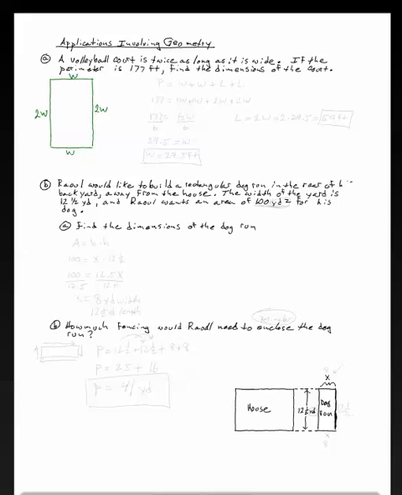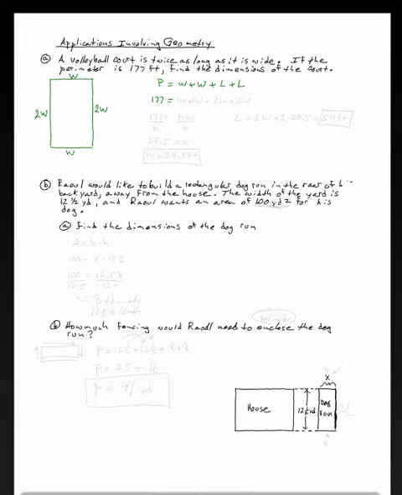Now it tells us that the perimeter, which is when you add up all 4 sides, is 177 feet, and it asks us to find the dimensions of the court. So the perimeter, in general terms, is equal to the first width plus the second width plus the length plus the other length, and we know that the perimeter is 177 feet.